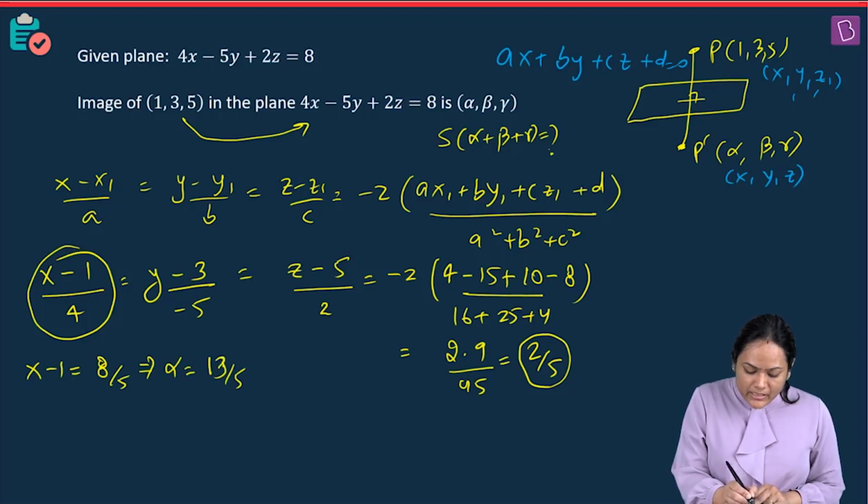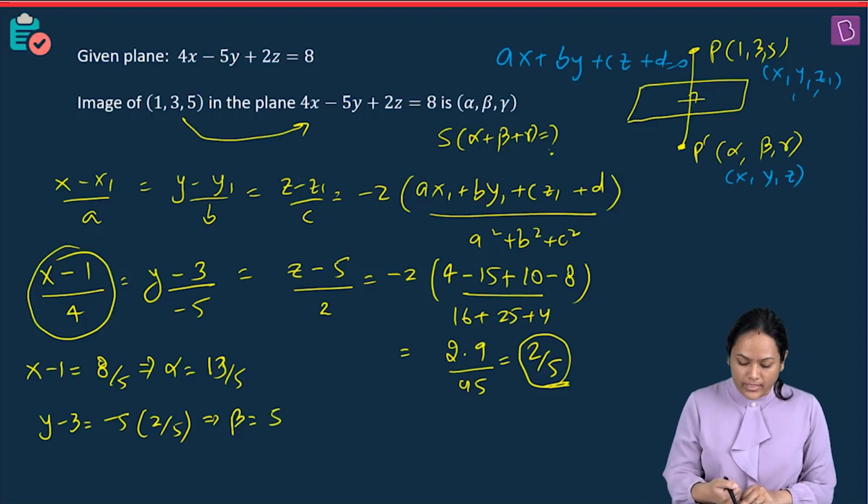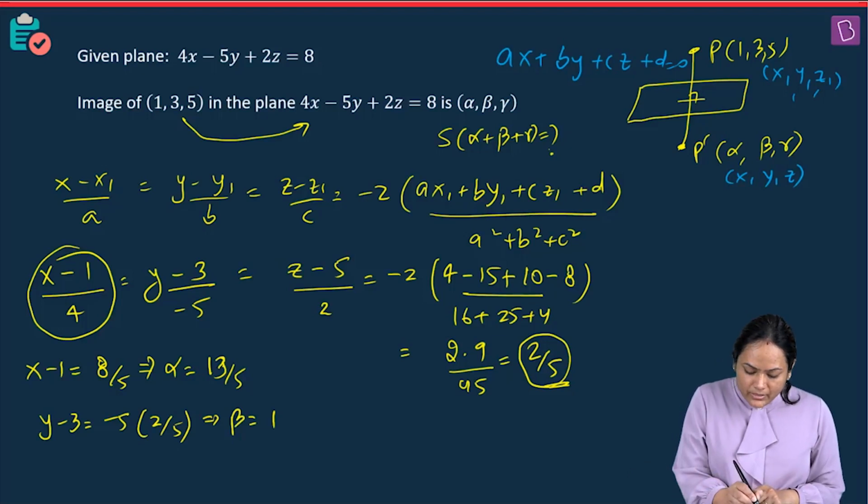Similarly, my y minus 3 is equal to minus 5, again multiplied by 2 by 5. So from here my beta value will come out as 1, right? It's 3 minus 2, that is equal to 1. And similarly, my z minus 5 value will be 2 multiplied by again 2 by 5.